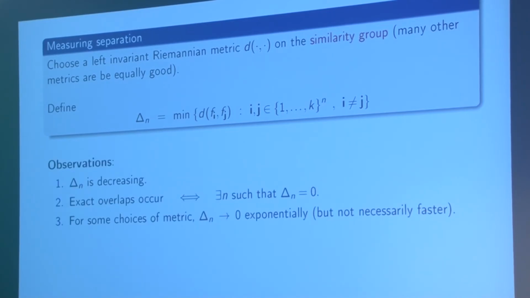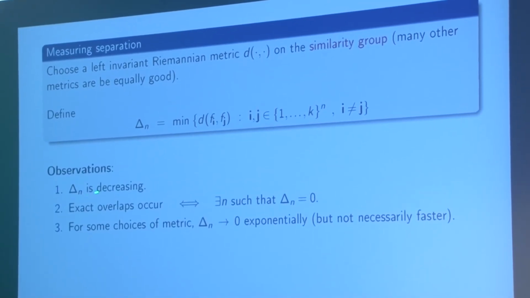And you can make some simple observations. One is that this sequence is decreasing, or at least it's not increasing. Having exact overlaps means precisely that for some n, the minimal distance is 0, because you have 2 compositions that are the same.